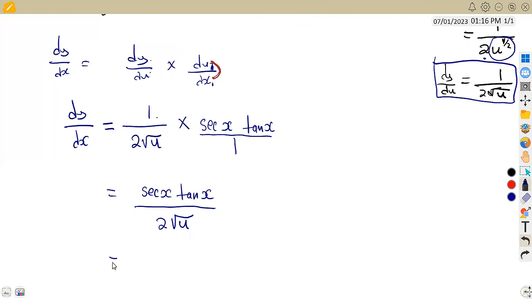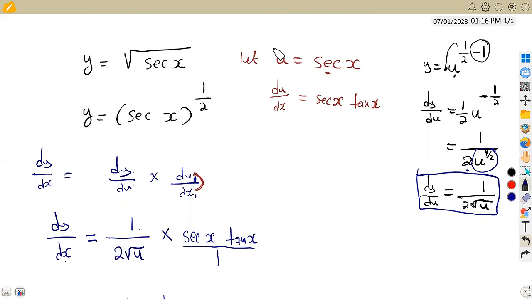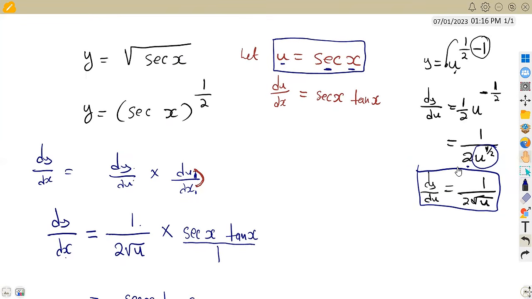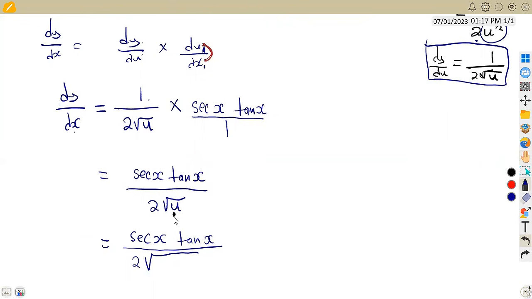But remember what I said. Your final answer always is supposed to be in terms of x, because we are having a derivative with respect to x. So we need to substitute whatever is represented in terms of u here with terms of x. So we go back to our introduction where we introduced u, and we said our u is equal to sec x. So where there is a u, we are going to substitute with sec x. So there we have our final answer, in place of the square root of u, it's going to be the square root of sec x.